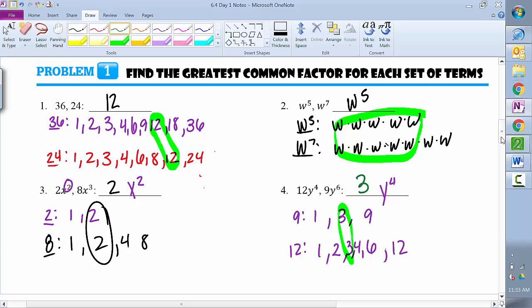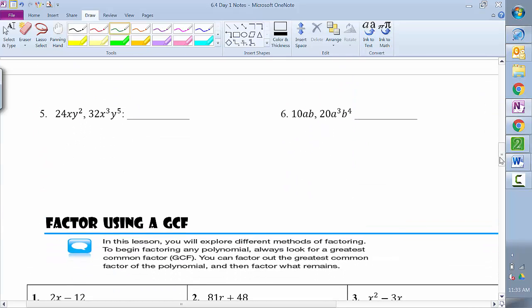Alrighty, gonna challenge you guys. I know you're ready for it. Alright, so now I'm gonna give you 2 variables, because that's definitely gonna happen. So I have 24 and 32. I'm gonna do my numbers here. So 24, 32. I have 1 and 24.